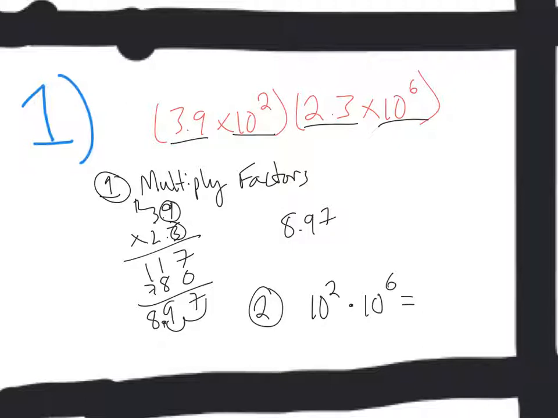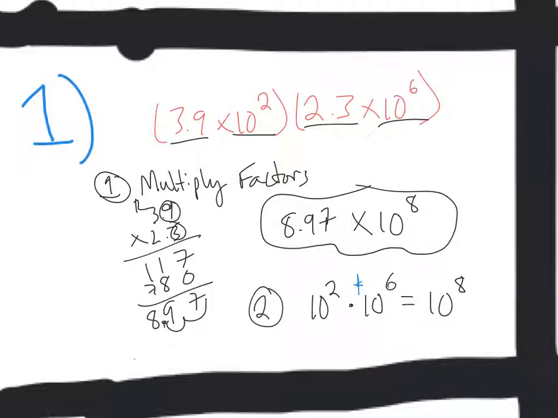All right, and when we multiply powers of the same base, so I've got 10 here, I've got 10 here, that's the same base. We do what to our exponents? Yes, we add our exponents. So your answer is just going to be 10 to the power of 8. Now let's bring that back up and add it to our factor, and that completes our answer in scientific notation. Excellent.